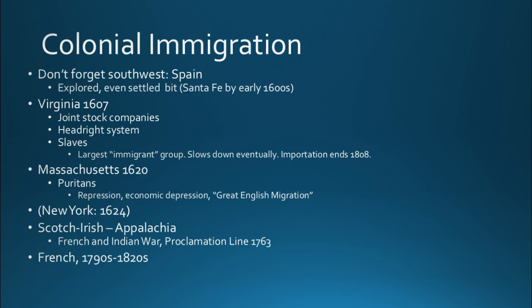In none of these cases are we talking about vast numbers. We're talking about thousands, maybe tens of thousands total. Why would the French be coming in the 1790s, 1820s? Well, what do you got going on in France?